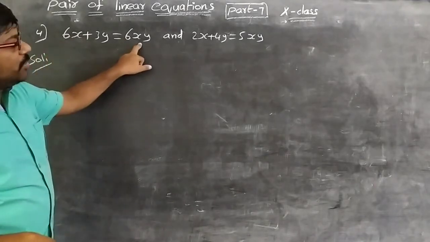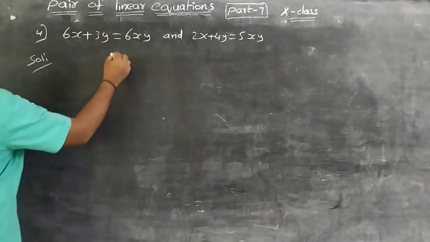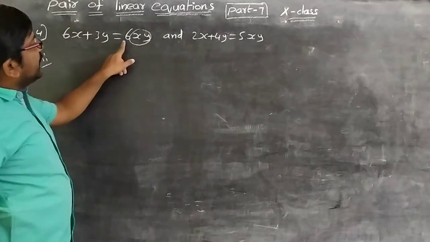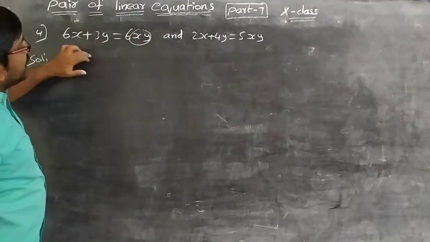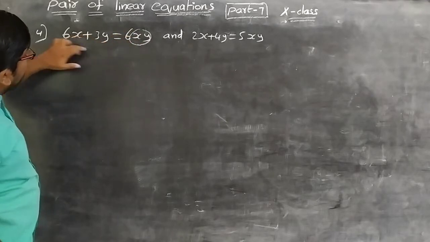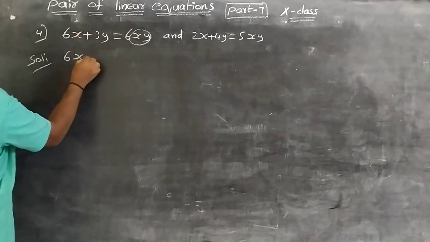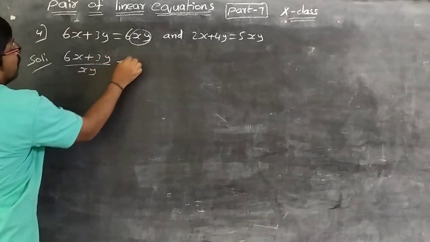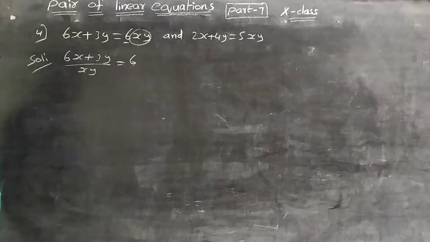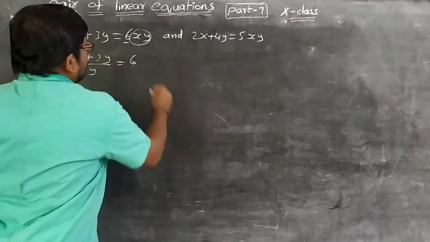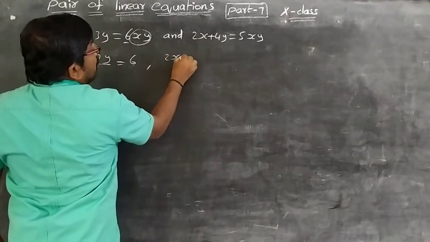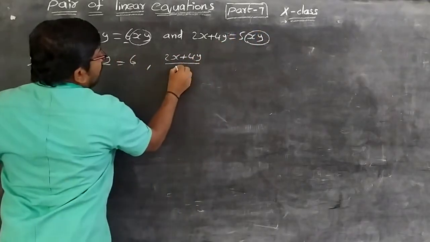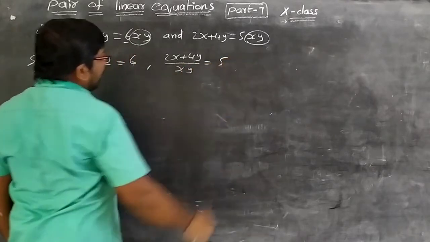See, 6x plus 3y is equal to 6xy. In this, take xy from the right side to the left side. After taking it, it will become divided by xy: (6x plus 3y) divided by xy is equal to 6, right? In the same way, the next equation also: (2x plus 4y) divided by the whole xy is equal to 5, right?